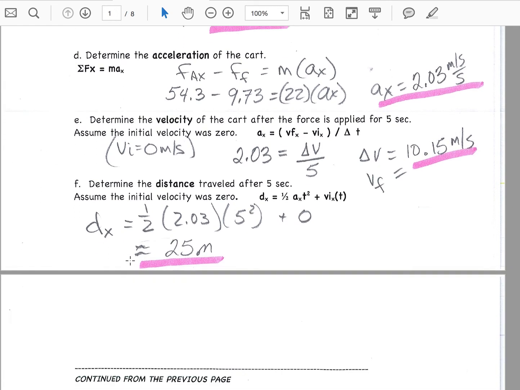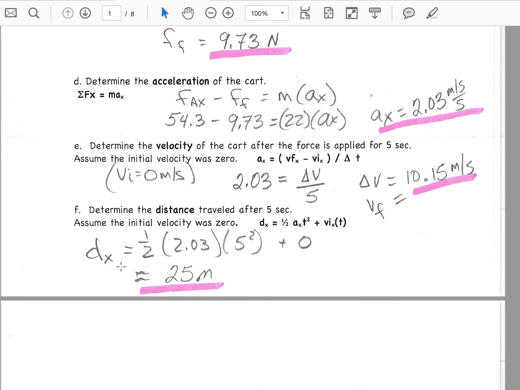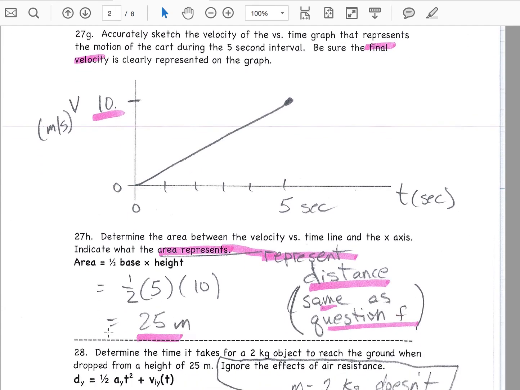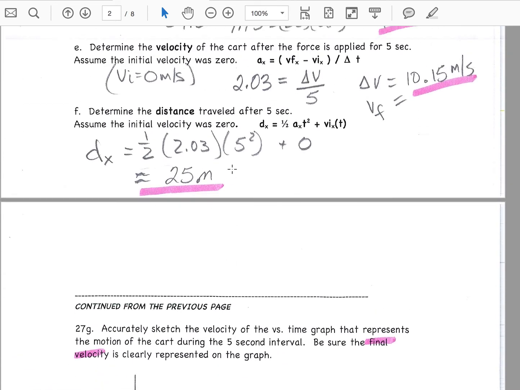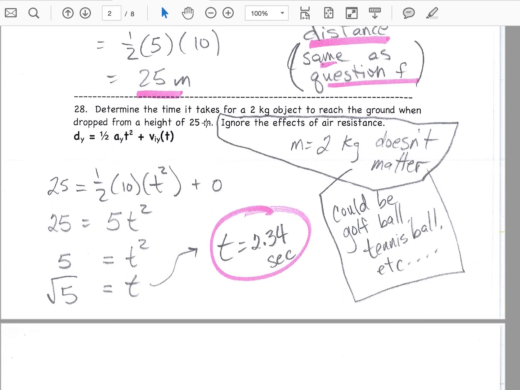Now, really, we have enough there to make a graph, too. I mean, this thing moved for 5 seconds. It got up to a velocity of about 10 in those 5 seconds. So here's my graph. It took 5 seconds. It got up to a velocity of about 10. And that does tell me how far it goes. So the area does in fact equal the distance. Woohoo!